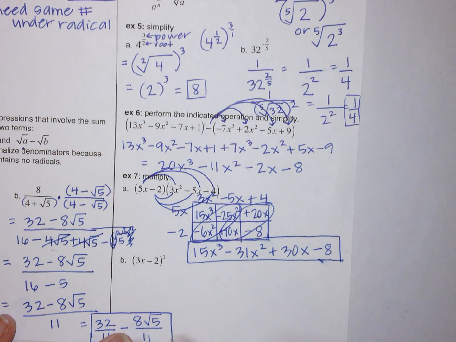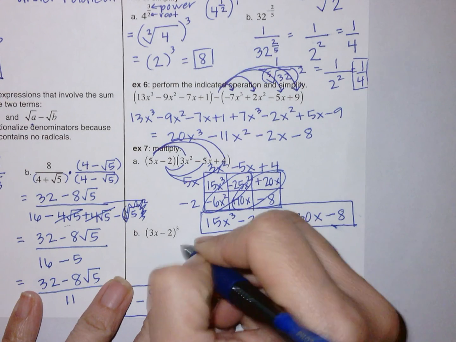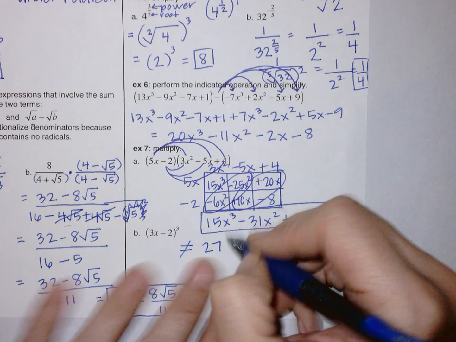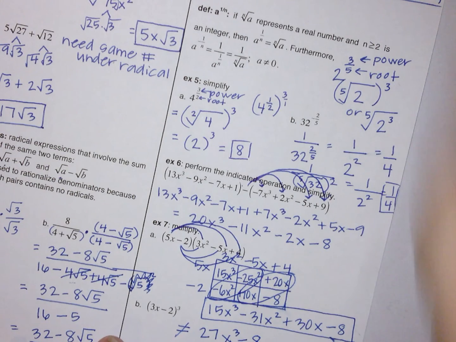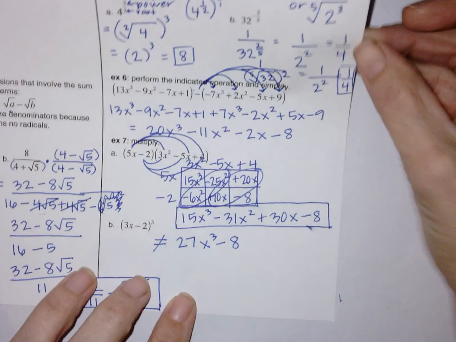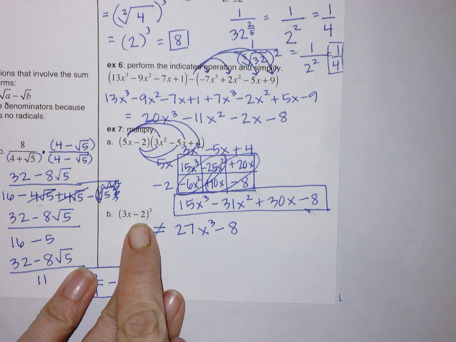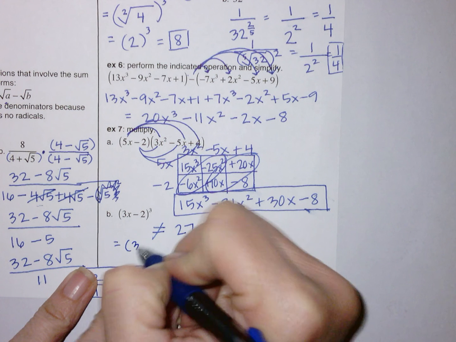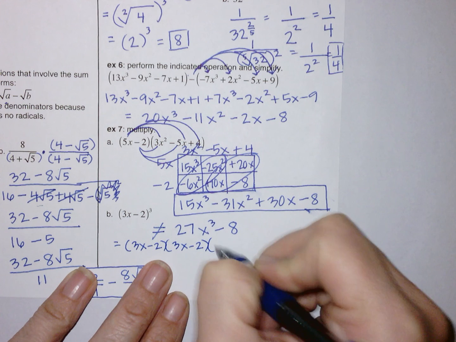Okay. So you might look at this example 7b and think, oh, what a silly question, 3x minus 2, sorry, it's cubed. First thing I'm going to tell you is that this is not 27x cubed minus 8. That does not equal that. So many times students make the mistake of distributing this power. Anytime there's a plus or minus involved, you cannot distribute that power. What this actually means is 3x minus 2 times 3x minus 2 times 3x minus 2.